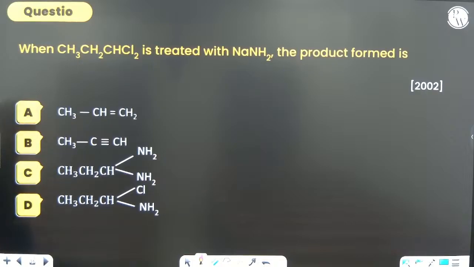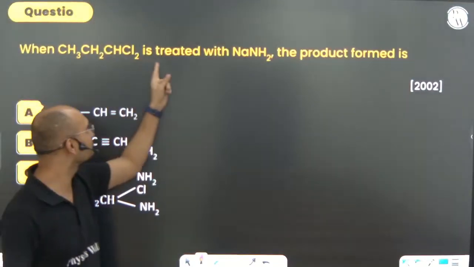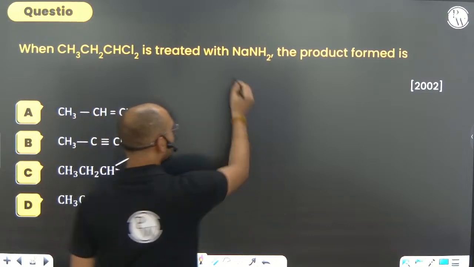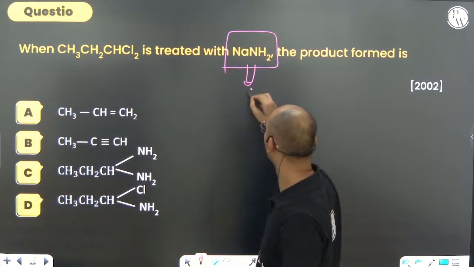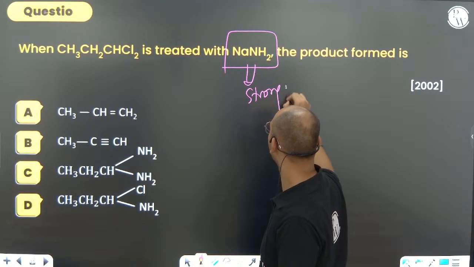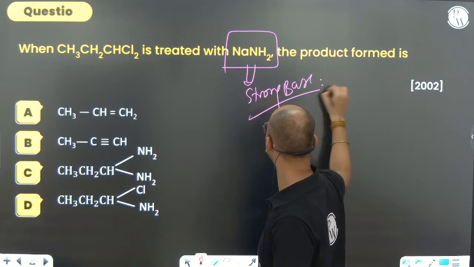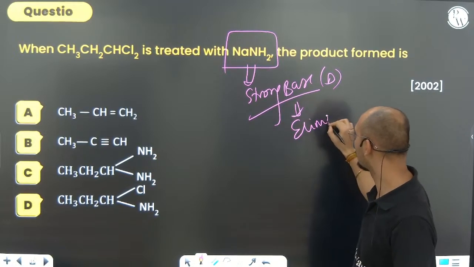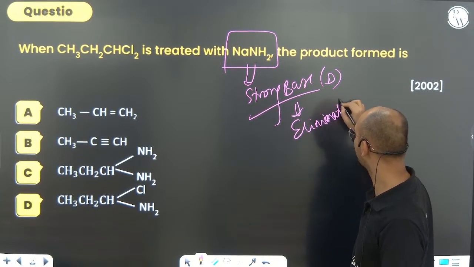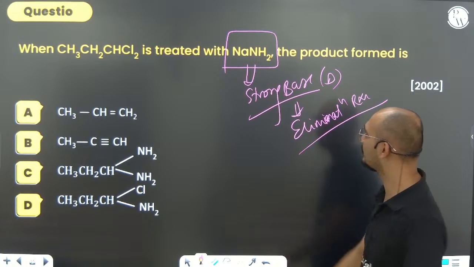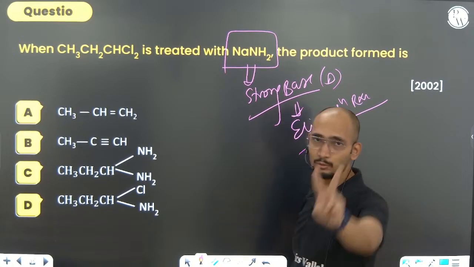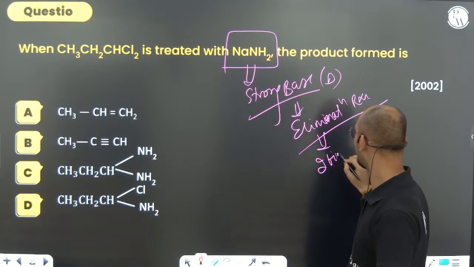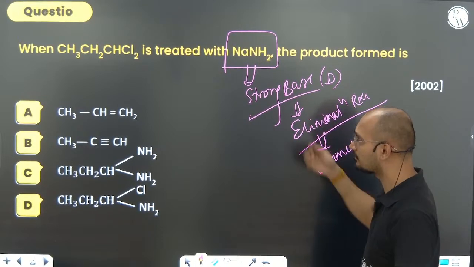Next, when CH3CH2CHCl2 is treated with NaNH2, the product formed is... Always remember NaNH2, being a strong base with heat, gives you an elimination reaction. Now how will the elimination take place? It may take place 2 times.